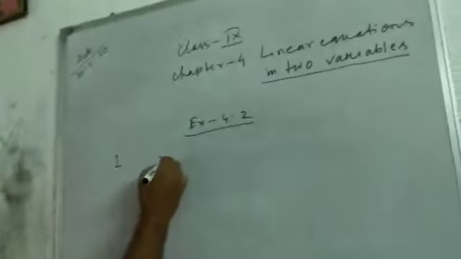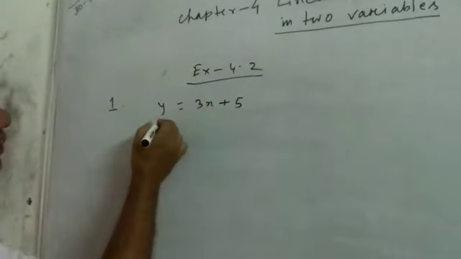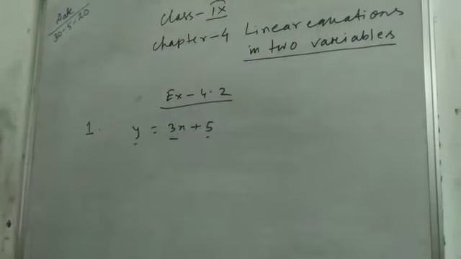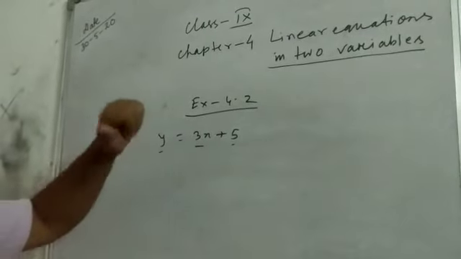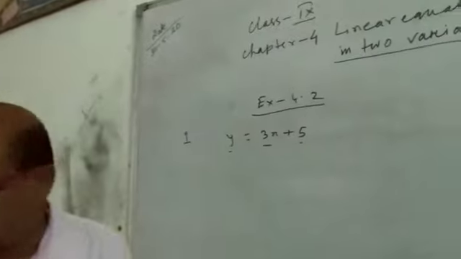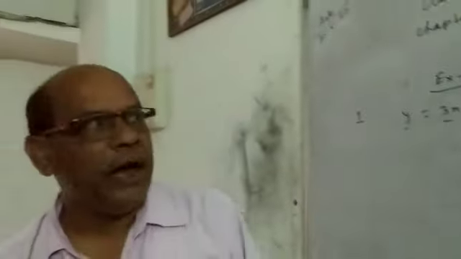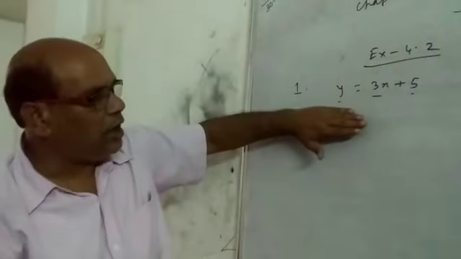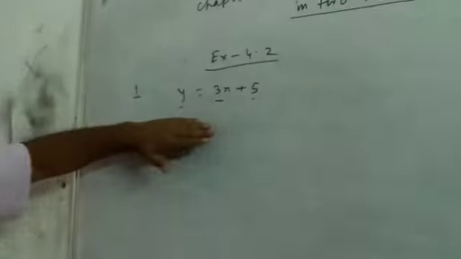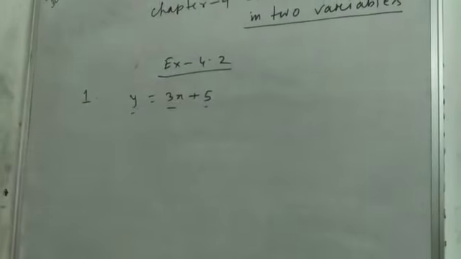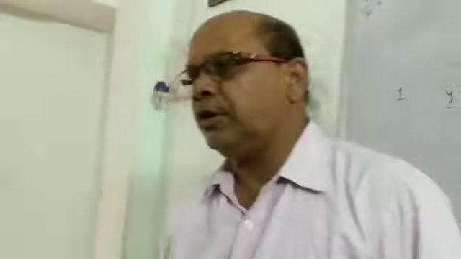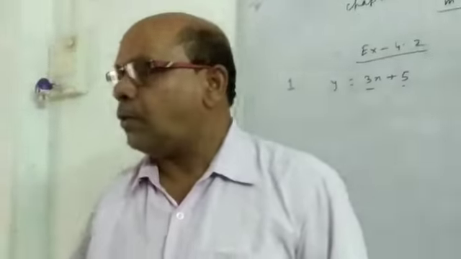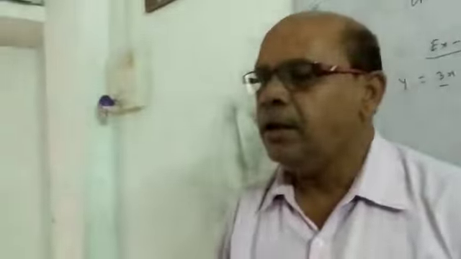Here it is given that y equal to 3x plus 5. This is a linear equation in two variables. No doubt this equation is not in general form, but it is a linear equation in two variables. Here it is given that this equation has a unique solution, only two solutions, or infinitely many solutions. I have already explained that a linear equation in two variables has infinitely many solutions. So the third option is correct: this equation has infinitely many solutions. Not one solution, not two solutions, but infinitely many solutions.